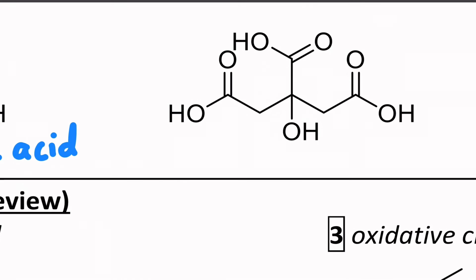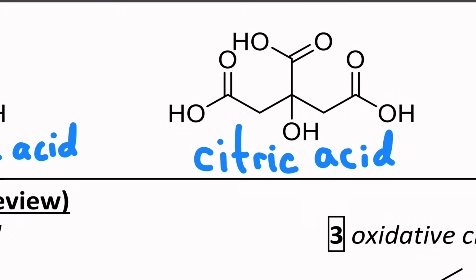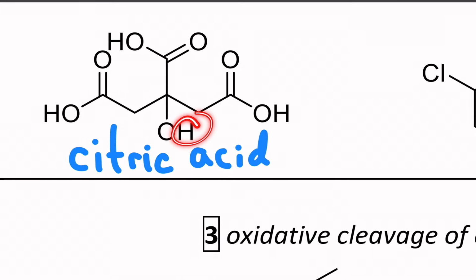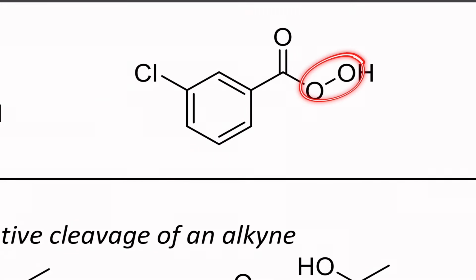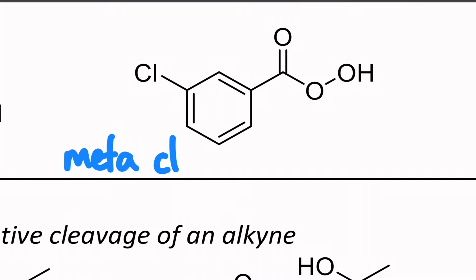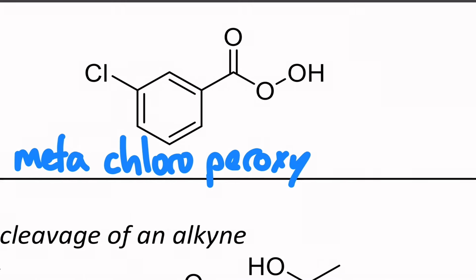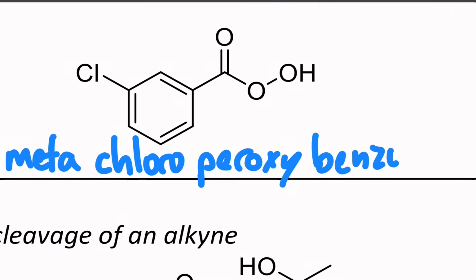Most of you have certainly tasted the next one. This is a tricarboxylic acid called citric acid. It has 3 acidic carboxylic acid groups and a tertiary alcohol. And the last one actually isn't a carboxylic acid, it's a per-carboxylic acid. This is a familiar molecule to all of us. This is called chloroperoxybenzoic acid.